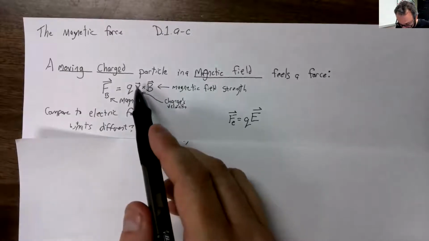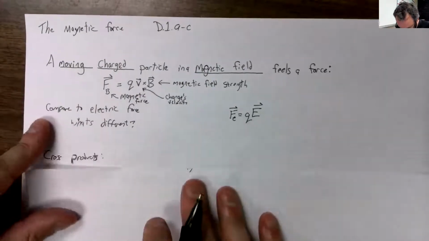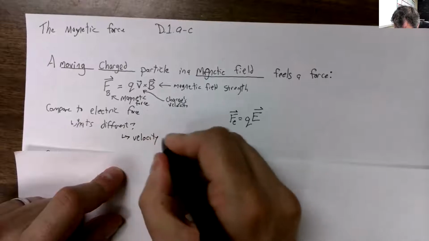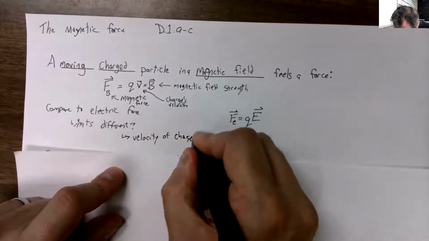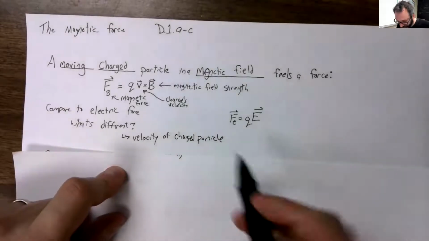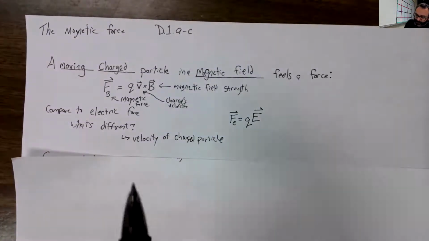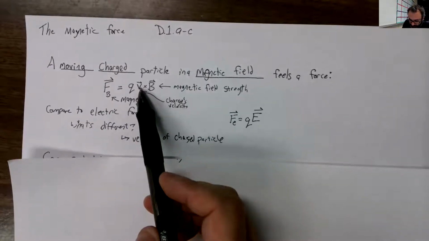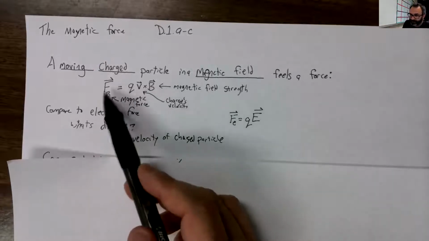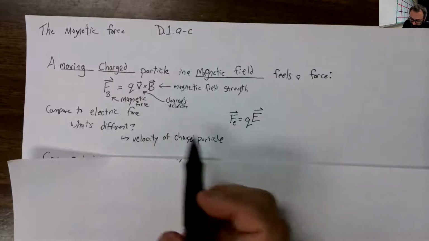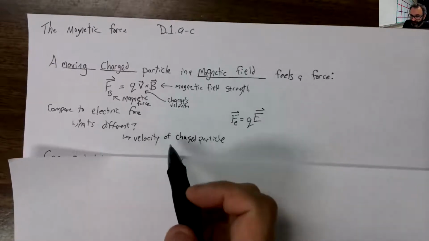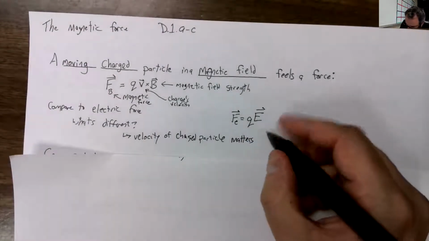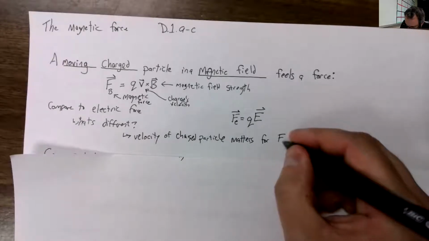But the other difference here is this V, right? We have the velocity. We have the velocity of the charged particle, right? And basically we can see now why the particle has to be moving, right? If your velocity is 0, well, you're multiplying by 0, right? So you're going to get 0 magnetic force. So that's the first important difference there, is that the velocity of the charged particle matters for magnetic force, but not for electric.